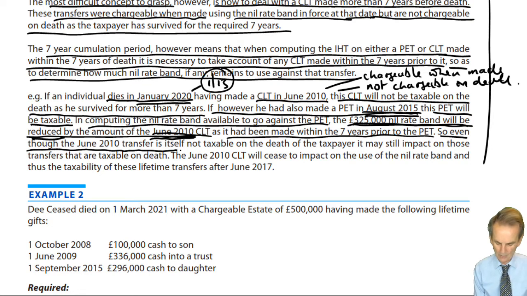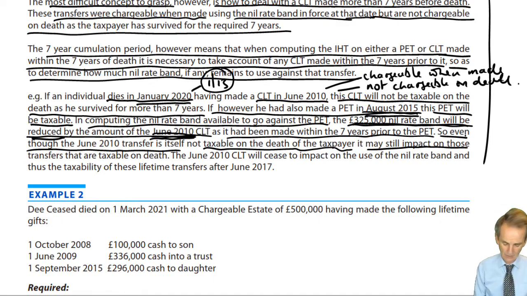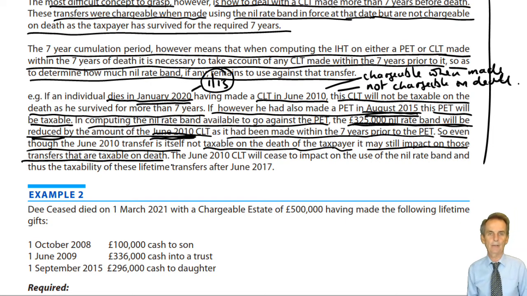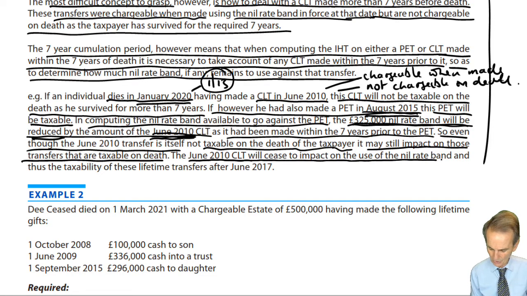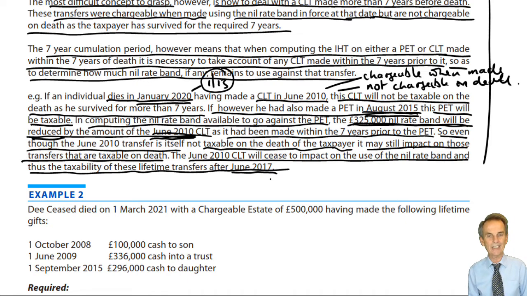So even though the June 2010 transfer, this CLT, is not itself taxable on the death of the taxpayer, it may still impact, and it will impact, on those transfers that are taxable on death. These are lifetime transfers chargeable on death that are within 7 years of the date of death, thus making them chargeable, but that also fall within 7 years of an earlier CLT. The June 2010 CLT will cease to impact on the use of the nil rate band, and thus the taxability of these lifetime transfers. Remember, the cumulation principle only applies to a 7-year period. So the CLT was made in June 2010; it ceases to have effect after June 2017.